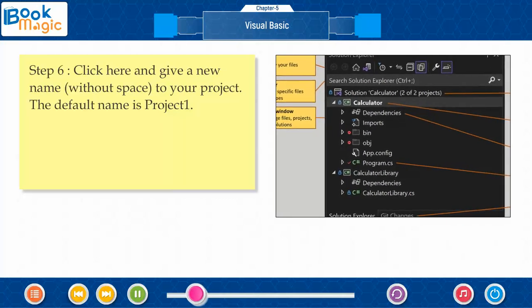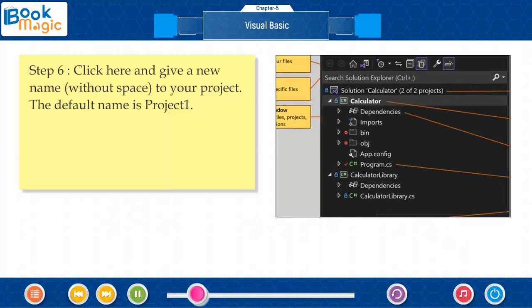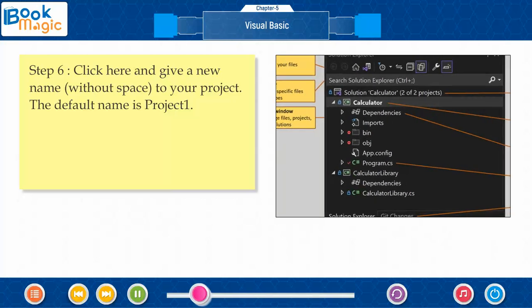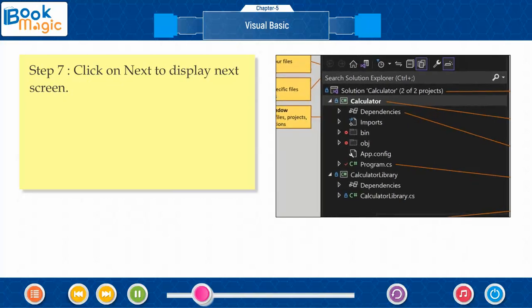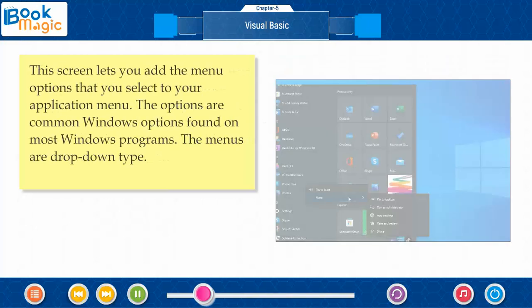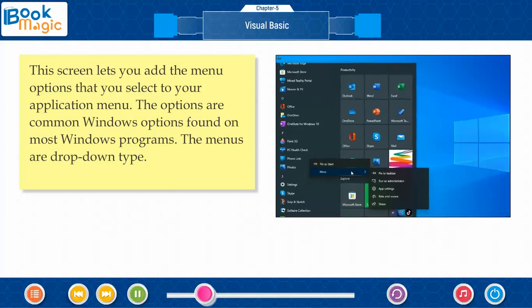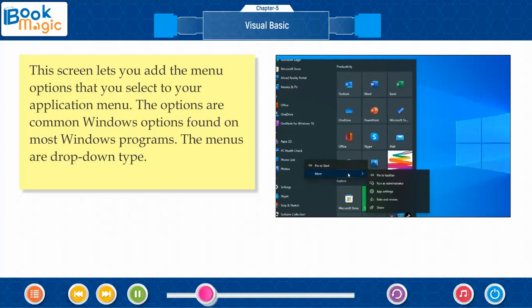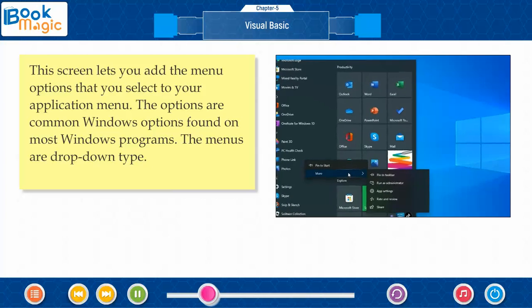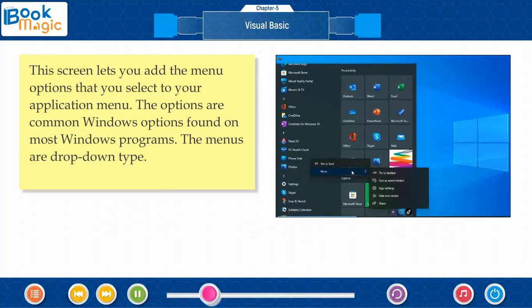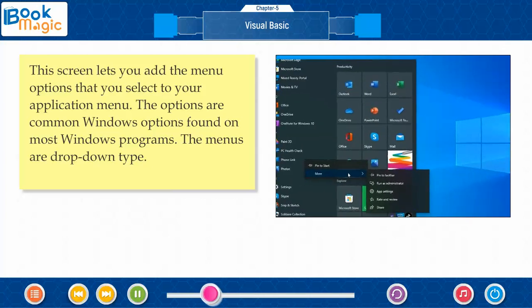Step 6. Click here and give a new name without space to your project. The default name is Project 1. Step 7. Click on Next to display next screen. This screen lets you add the menu options that you select to your application menu. The options are common Windows options found on most Windows programs. The menus are drop-down type.